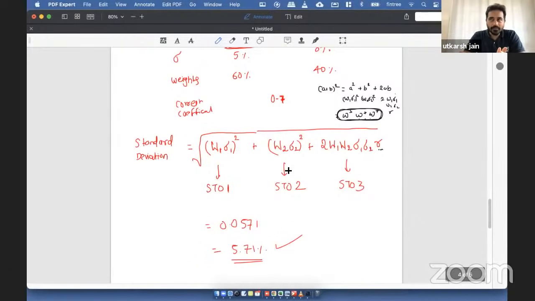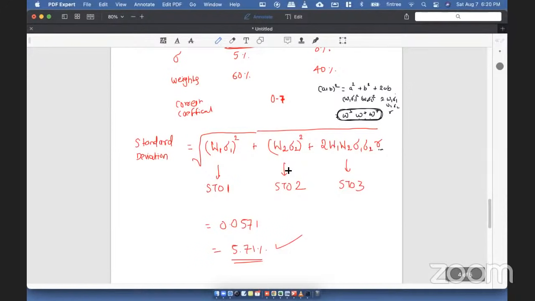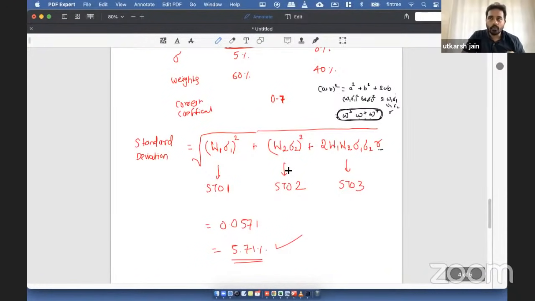Did I answer your question? No, sir. Still, yeah. So if the assets in your portfolio are negatively correlated, what you can conclusively say about your portfolio is that the risk will be reduced.